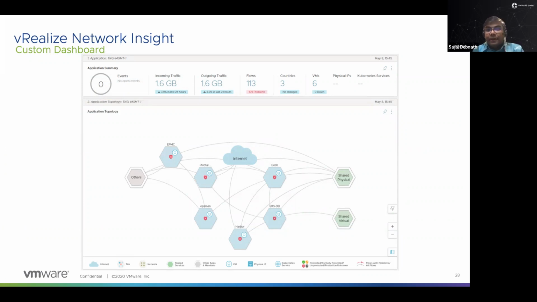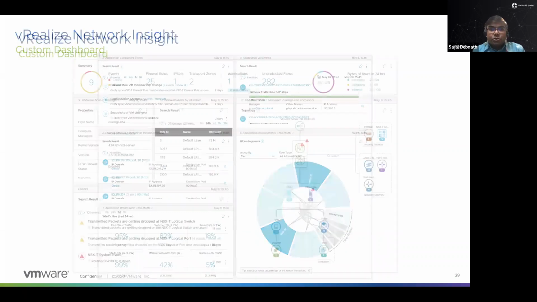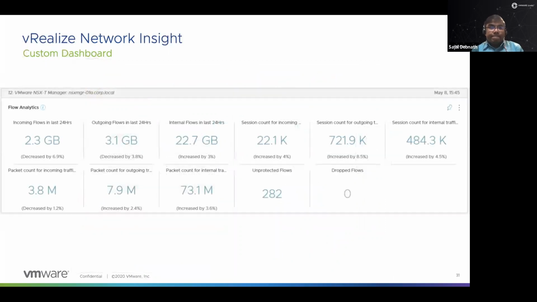So you can build these kinds of custom dashboards, and then have this kind of visibility where you know what the east-west traffic is flowing, what the issues are, how the microsegments are behaving, what the network traffic is, and a lot more. So this is the custom information that is available for you to build with these tools. To monitor, you need to have this kind of visibility to monitor your environment.